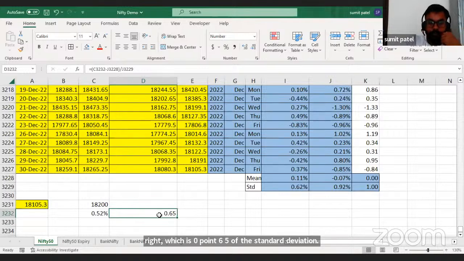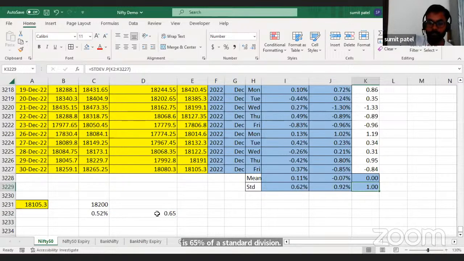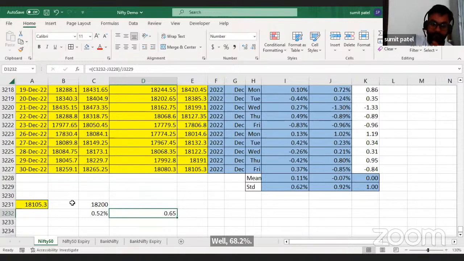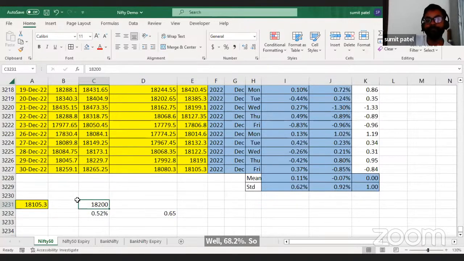So what is this? 0.65 means it is 65% of a standard deviation. So the standard deviation is 1, and this is within 1, right? So anything between -1 to 1 has a probability of 68.2%. So Nifty reaching 18,200 intraday on Monday is something.